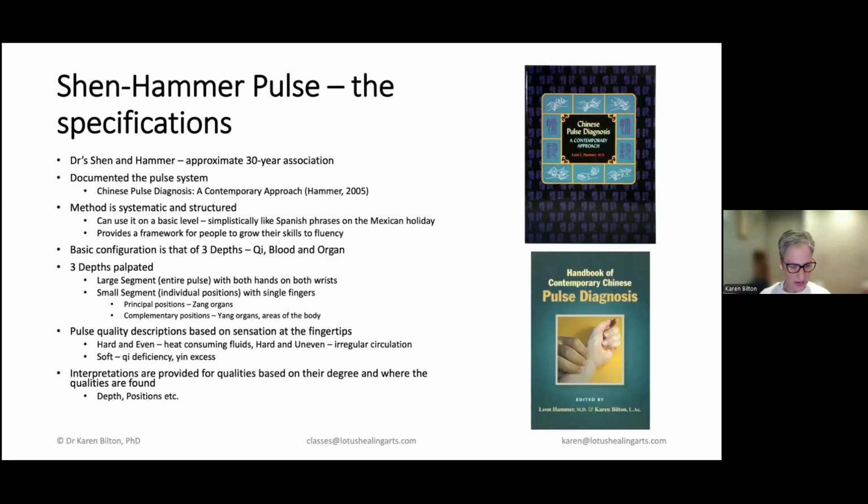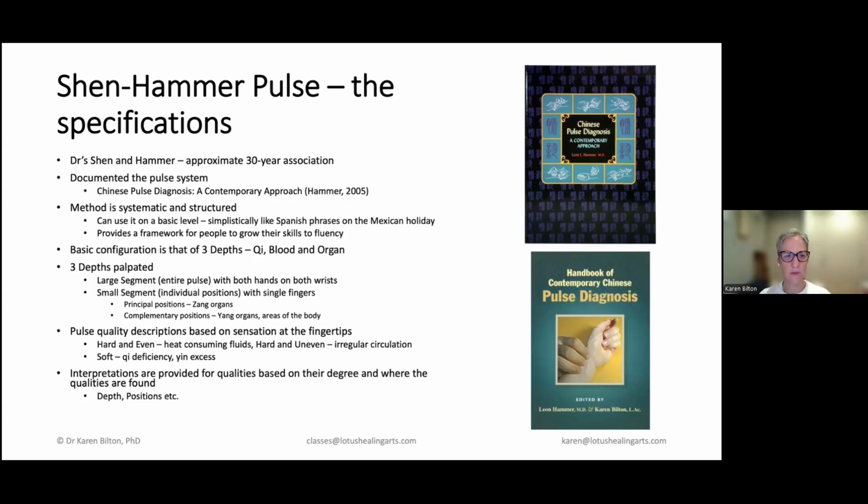Now, the specifications of the system. They had an approximate 30-year association, and during this time, they documented the pulse system. And it's documented in the top book on the right, Chinese Pulse Diagnosis: A Contemporary Approach. This is an 800-page book. It's an amazing reference book for this system.